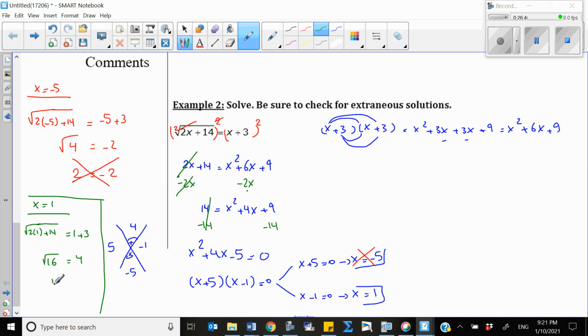Square root of 16 is 4. And the right side is also equal to 4. So this one is good. This is a solution to our equation.